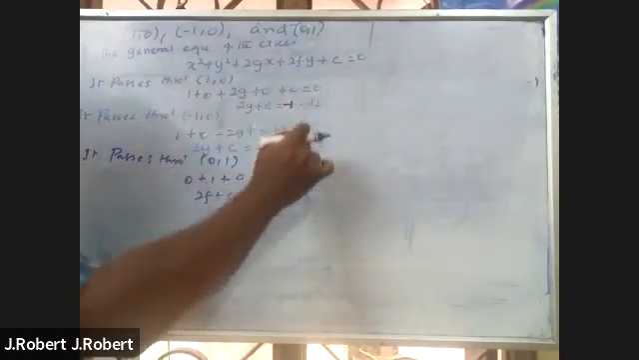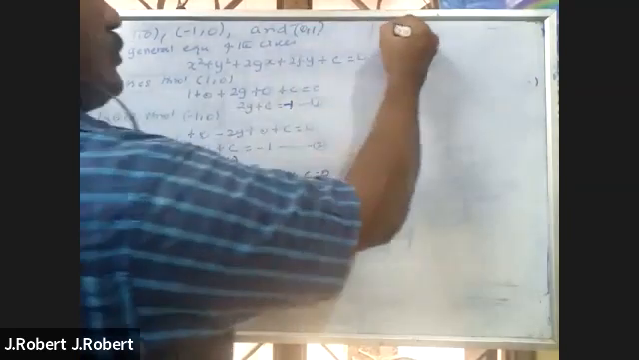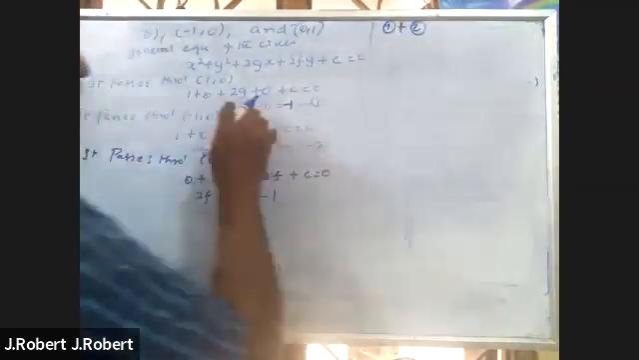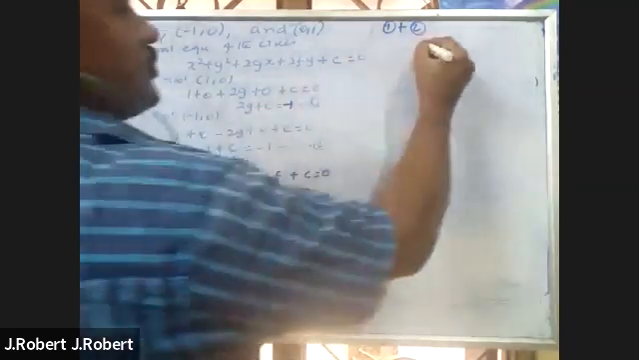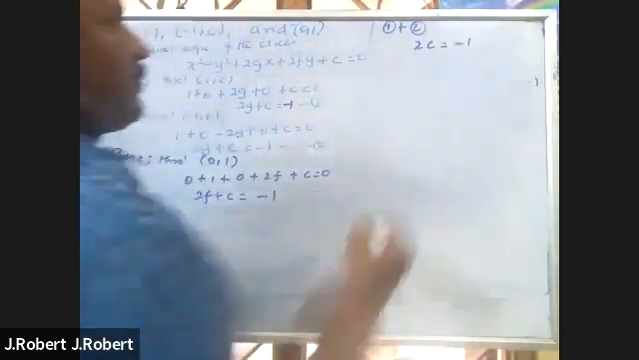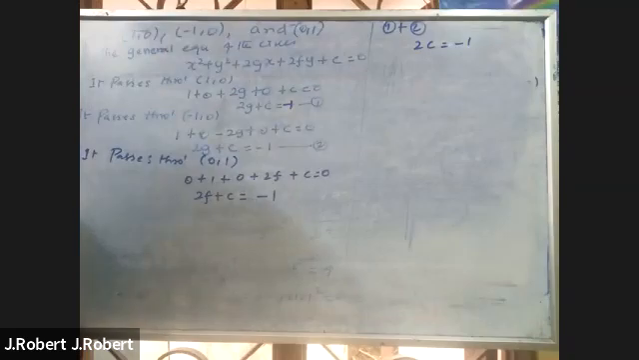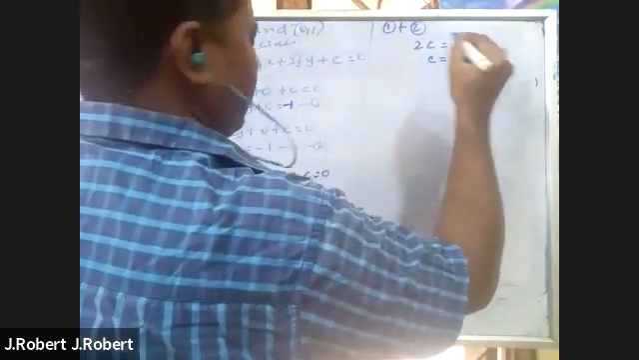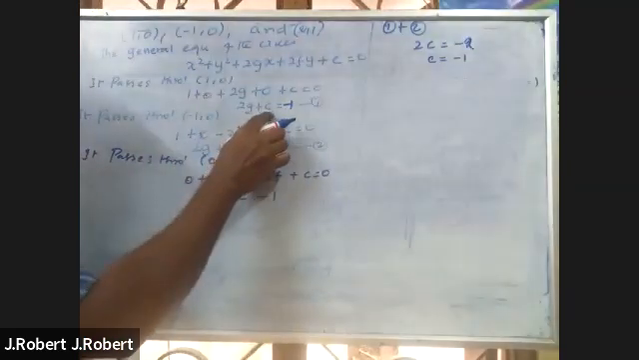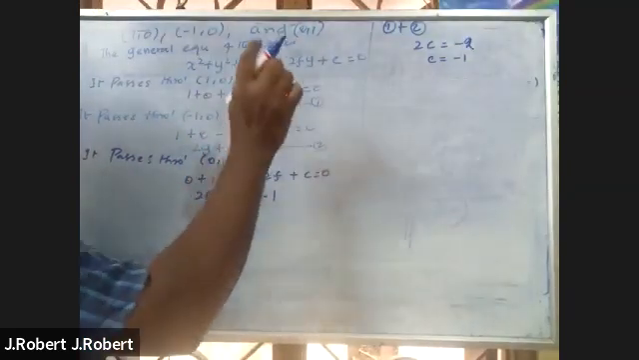Now you solve 1 and 2. Adding 1 plus 2. Add: 2g minus 2g cancel. C plus c equals to 2c. Minus 1 becomes minus 2. Clear? So minus 2. Therefore, we'll get c is equals to minus 1. If I put c is equals to minus 1, g becomes 0.